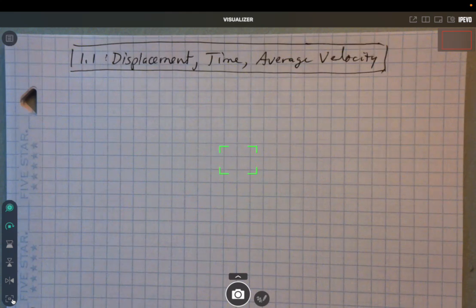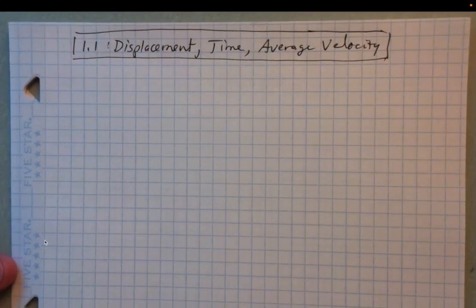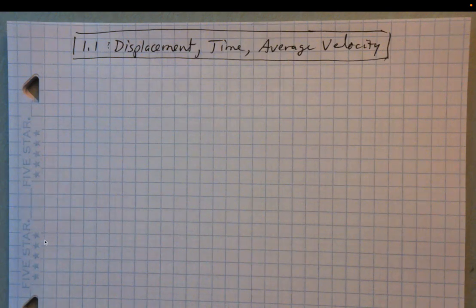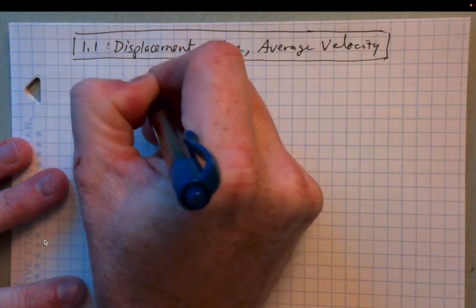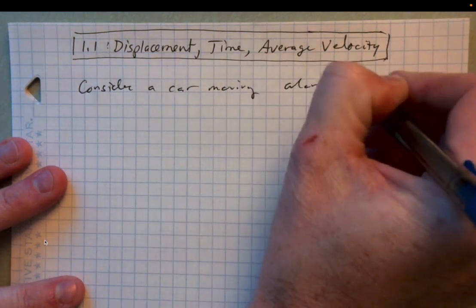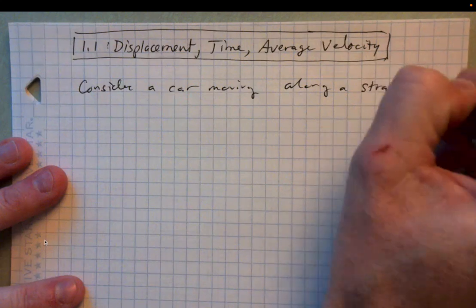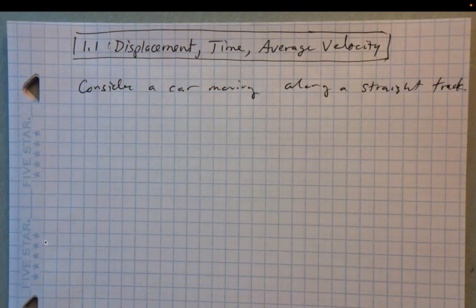Okay, so we're going to begin with just a simple example, and the simple example of a car moving along a straight track. So consider a car moving along a straight track, i.e. motion in a straight line. So it's moving down a straight track. There's no depth or width to the track. It's an idealized straight line motion.